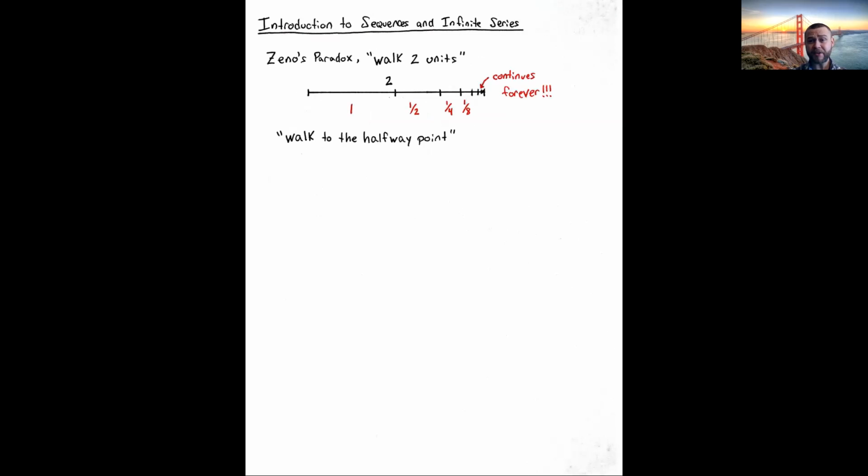And as we continue that forever, we're always walking some distance. Even a very, very small number can be split in half. All right, and this is where the paradox arises. If we split this journey into an infinite amount of steps, walking to the halfway point, it seems as if we're never going to reach the end. Now, we know we can walk 2 units. We do that every day. So how do we resolve this paradox? Well, the ancient Greeks didn't know about calculus and limits. Now, what we have here is our first infinite series.